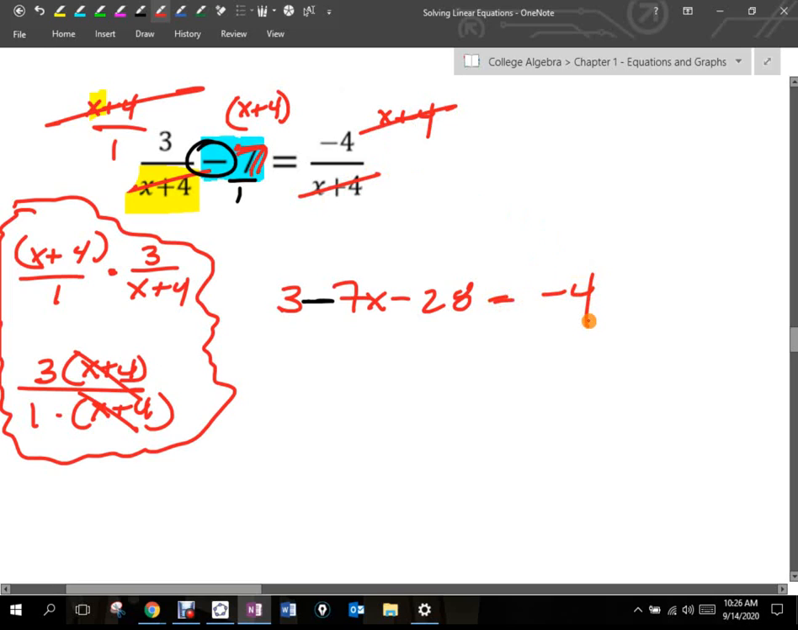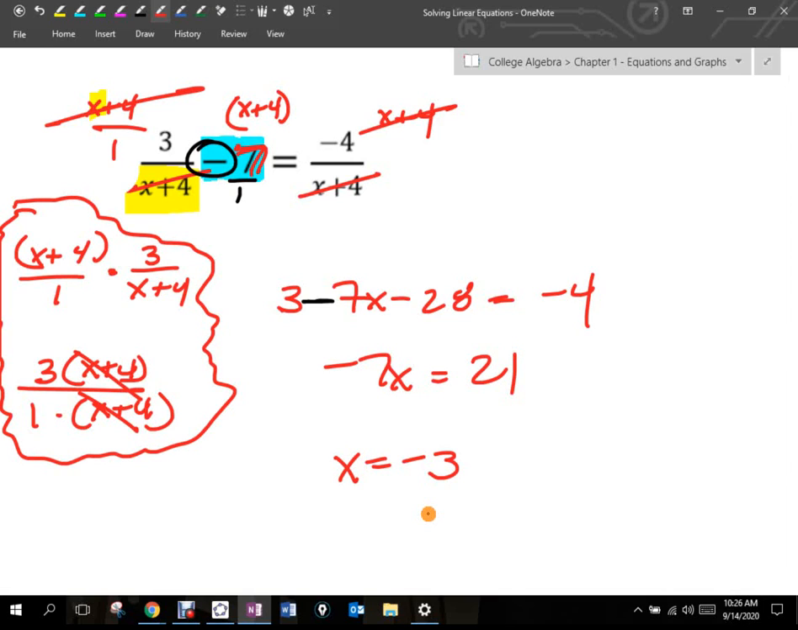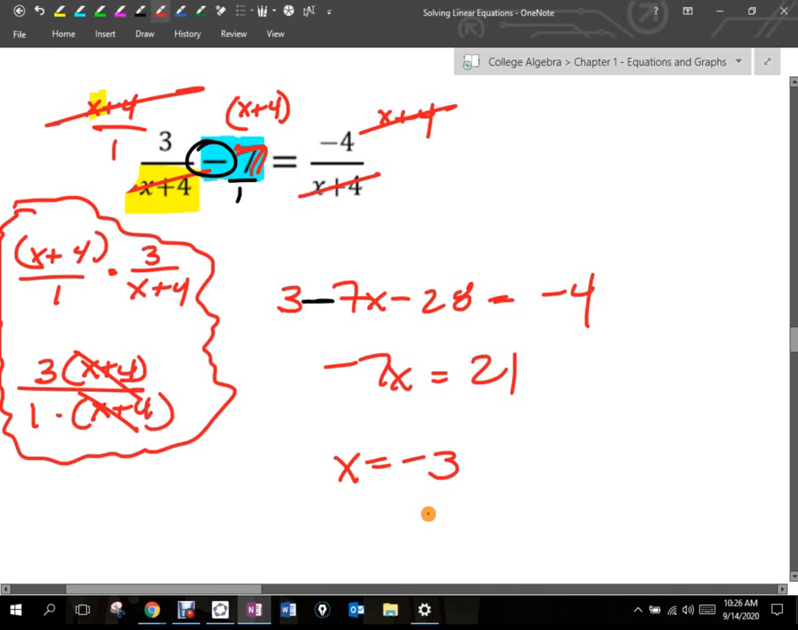So we get that. So now I'm looking at what? -7x equals 21. So x then is -3. And that's a valid answer, right? It was not allowed to be -4, but it can be -3. Is that okay? Yes. All right.